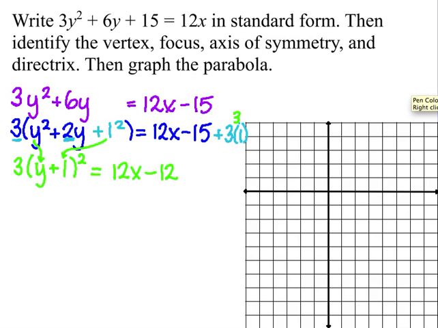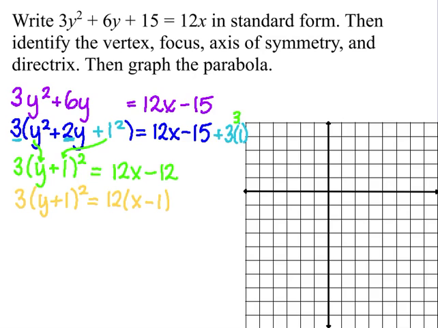So then now I'm also going to factor on the right side. So I've still got my 3 here. On the right side, I notice each of those has a what? 12. So I'm going to take that out, and I've got x what? Minus 1. Now the whole point in doing that is so that I can see what my vertex is.